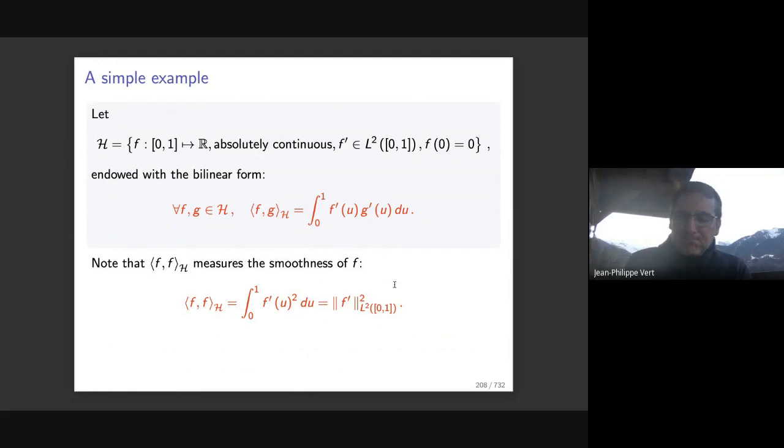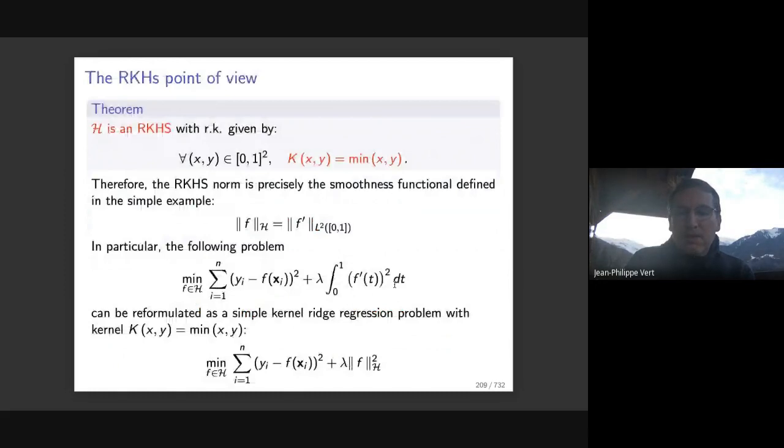Okay, so what can we say about that space? Well, here is the main theorem, which may look a bit magical, but we'll try to explain why it's not so magical. The main theorem is that this space, which was defined just because we cared about the derivative of f in the L2 space, so in the Hilbert space of L2 functions, is in fact an RKHS. And the corresponding kernel, so the reproducing kernel of that space, is the function k of x, y equals min of x, y.